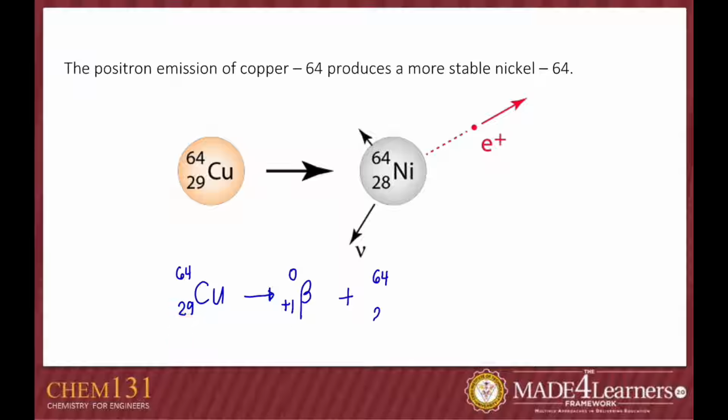This is 28. You can also look at the periodic table. What element is number 28? Nickel. So nickel-64 is the daughter nucleus. It is more stable than copper-64. So, that's the equation representing that decay. So, that was positron emission.